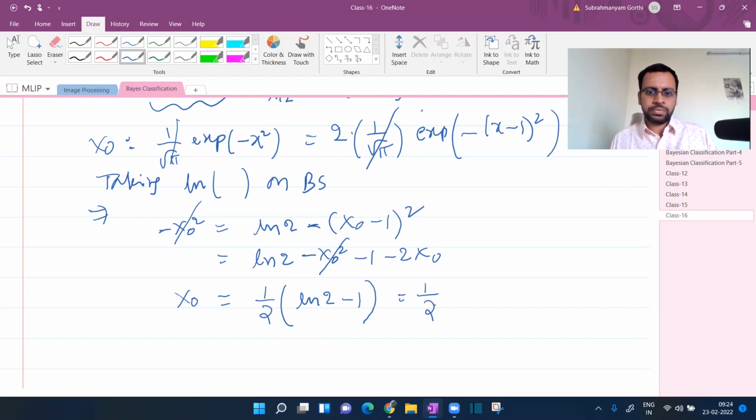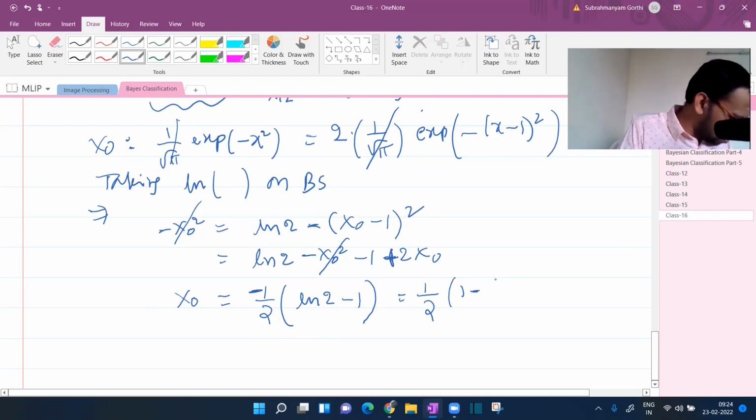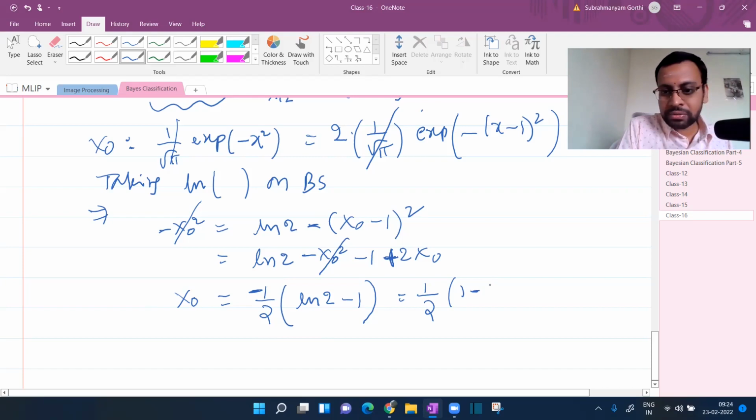1 minus ln2. Yes, because can you correct what I have written here as minus? This is in fact plus, correct? So I would get minus 1 by 2 here. Okay, so that's equal to 1 minus what is ln2? I made a note somewhere, but I forgot. 0.7.